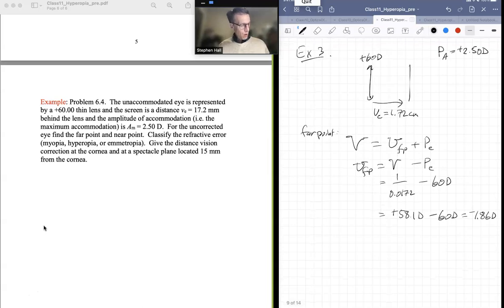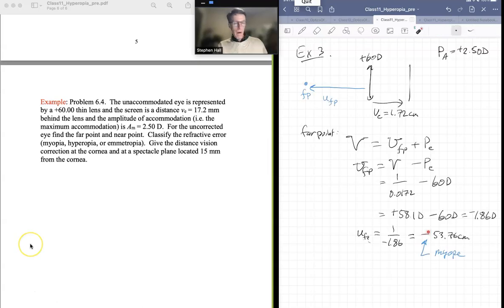All right, so what does that mean? So we can locate the far point, 1 over minus 1.86. So we get a far point distance of minus 53.76 centimeters, not diopters, centimeters. The minus sign on the far point divergence is telling us that this is a myope, right? Far point is somewhere upstream from the eye, and that's consistent with a myope.